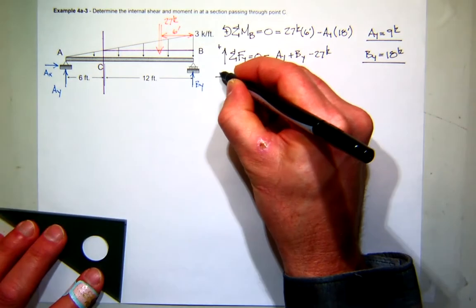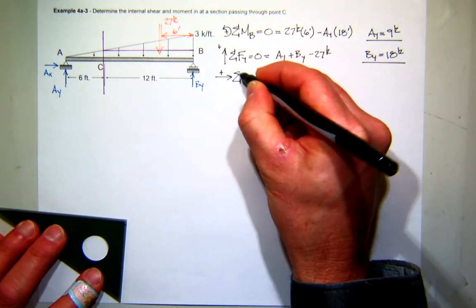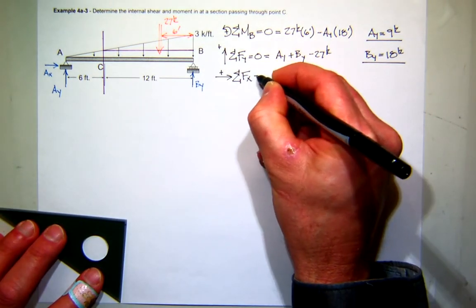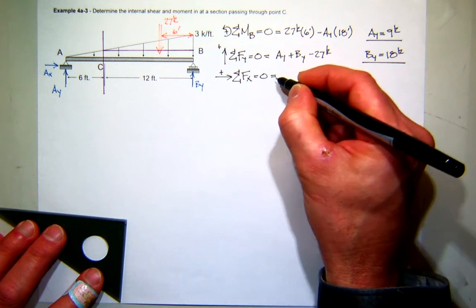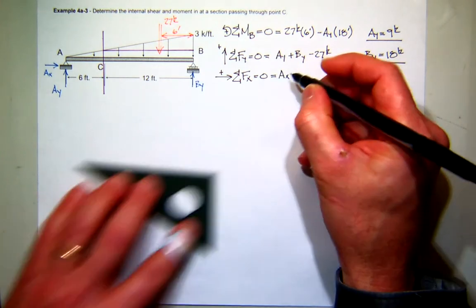And then we can sum forces in the x direction, and all I have is AX. So AX is 0.